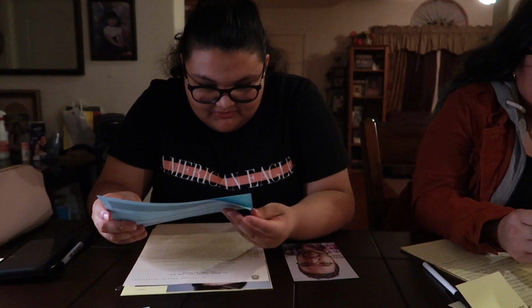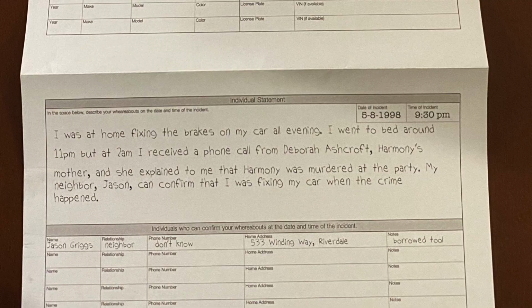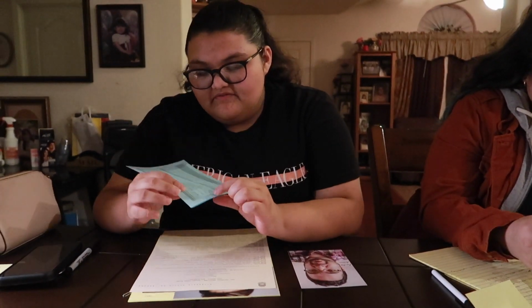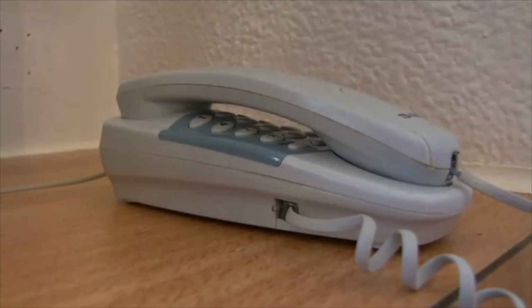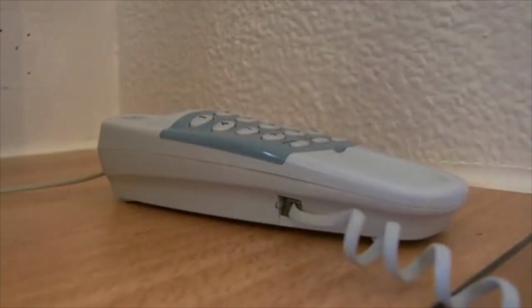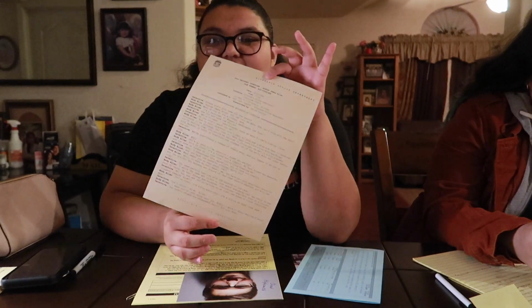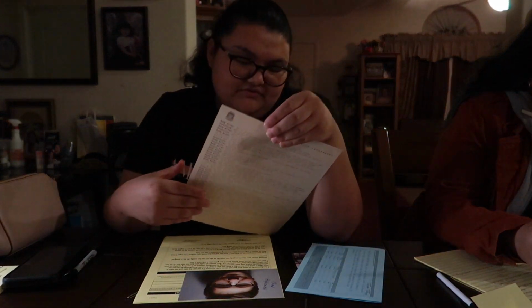This is just his report, but all he said was he was fixing his brakes because his car wasn't working. And then he said he went to bed around 11 and he got a phone call at 2 a.m. from Harmony's mother saying that she was murdered. And then this is the conversation when they were interviewing him.